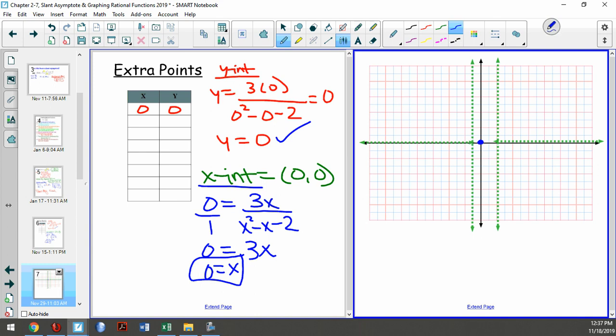Now, you are going to come over to your graphing calculator, which everybody should have already gotten whenever they came in here today. You didn't bring it with you.